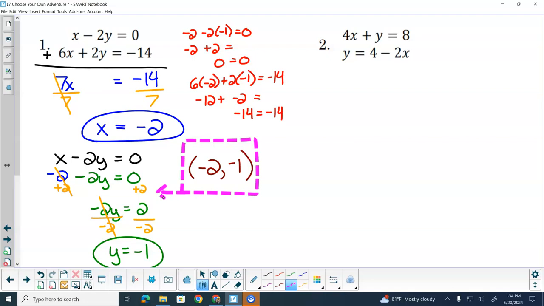Yeah. Number 2. Which method would you like to use for number 2? Substitution, because it's already set up for you, right? Okay. We already have, in step number 1 for substitution, a y equals something equation. So we're going to plug that into the other equation. I'm going to plug that in for y right there, and that's going to give me 4x plus 4 minus 2x equaling 8.